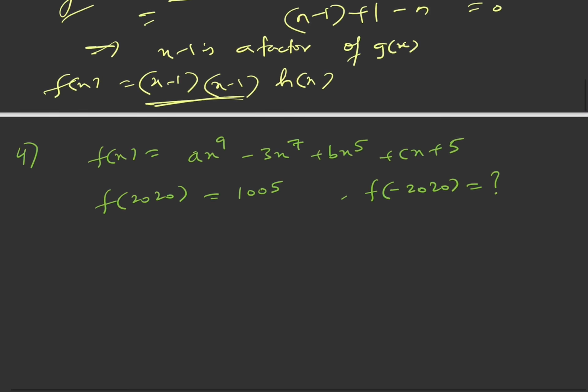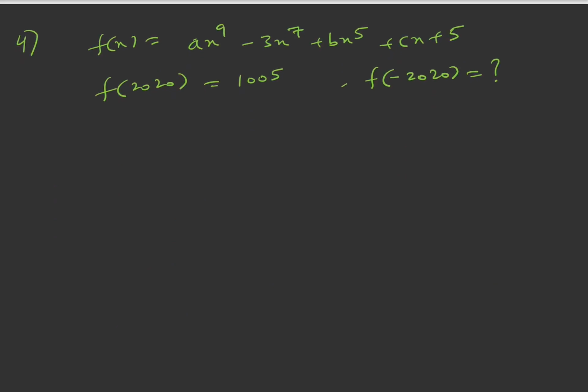So let us move to the next question. In this question you are given a function f(x) and I gave you the value of f(2020) and it was asked to find the value of f(-2020). So the numbers might appear to be big, but actually this question is very simple. This question is just based on the idea. See, all the powers of x are odd, right, except this 5. This is x^0. So this is the only even power and all other powers are odd.